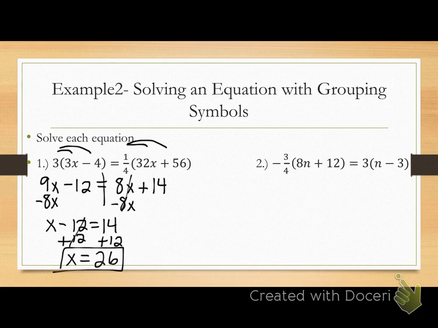Simplify first, one or both sides of the equation if necessary. Get your variable terms to one side. Get your constant terms to the other. Then isolate the variable.